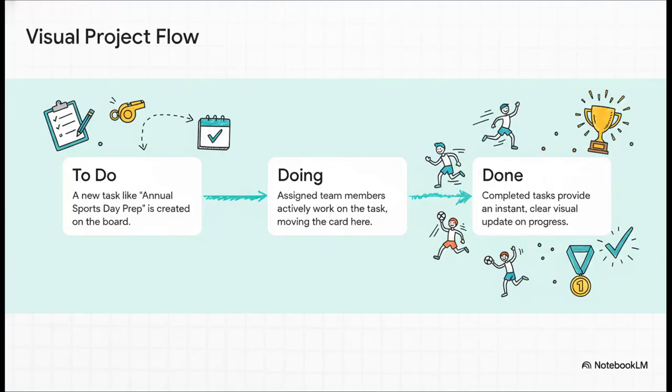So imagine you're planning the annual sports day. Instead of that messy, confusing email chain, you just create a card on a simple project board. It starts in the to-do column. When the team starts working on it, they literally just drag it over to doing. And when it's finished, it moves to done. It's that simple. It's visual, and now everybody knows the status of the project in a single glance. No more chasing people for updates.